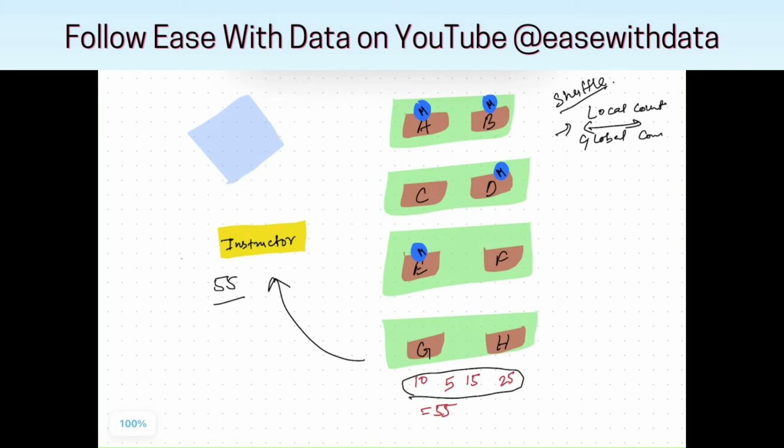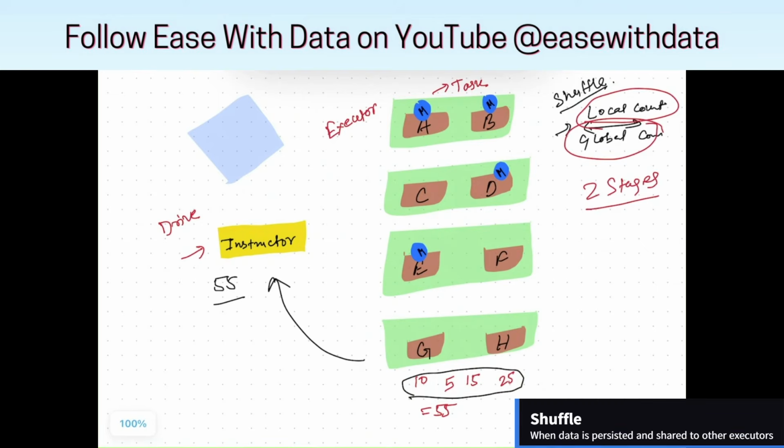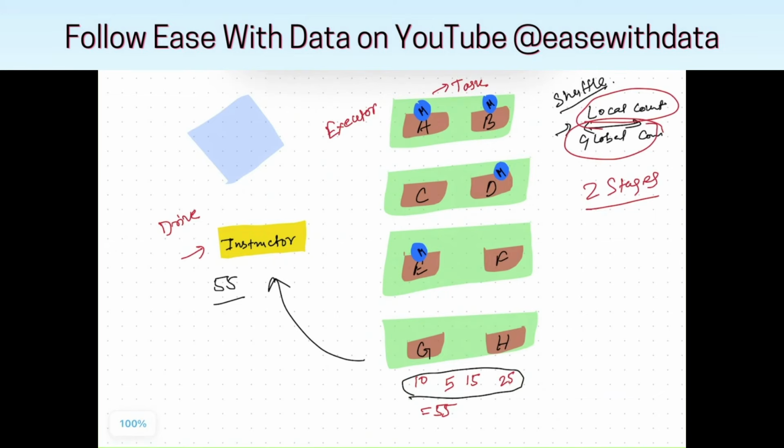So for Spark, the instructor is the driver. And each group is an executor. Whatever count was done by each individual is a task. And since the counting was divided into two pieces, local and global, these are two stages. And we saw how these stages were divided when we had a shuffle. So whenever in a job there is a shuffle happening, the job will be divided into stages. Shuffle is the boundary which divides a job into stages. You always need to remember this.